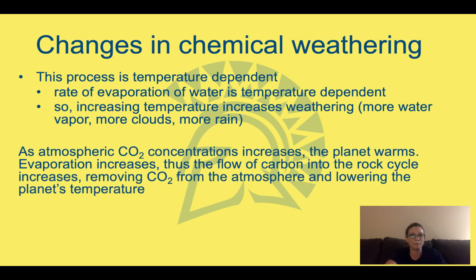Now, as the CO2 concentrations increase, the planet is going to warm, right? Because it's a greenhouse gas. Now, because it's warming, the evaporation will increase. Okay, so the flow of carbon into the rock cycle increases. And that removes CO2 from the atmosphere. And then because we're removing it from the atmosphere, it's actually going to lower the planet's temperature.